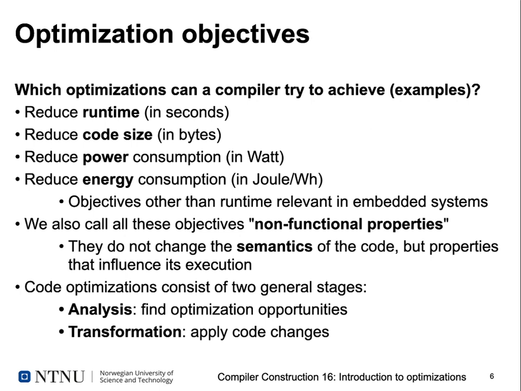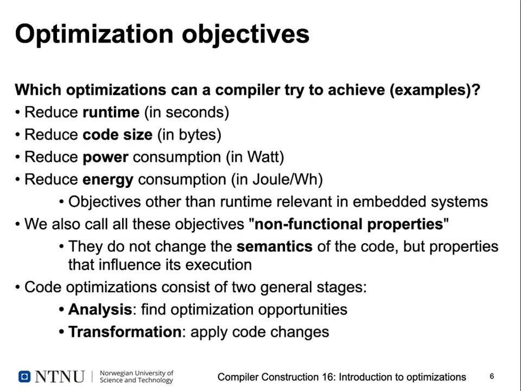And especially for embedded systems, some other objectives are important, but these might also be important, for example, for high-performance computing, so to reduce the power consumption in watts or the energy consumption over time, measured in joules or watt hours. And these objectives, which are other than runtime, are very often, as I said, relevant in embedded systems contexts, where you actually need them in order to make feasible working products. And we call all these objectives also non-functional properties because they do not change the semantics of code, but only the properties that influence its execution.